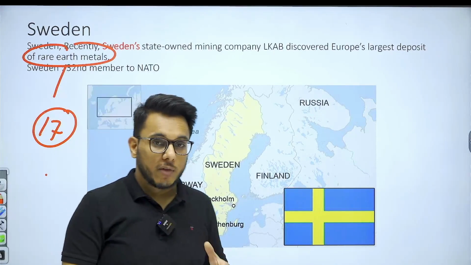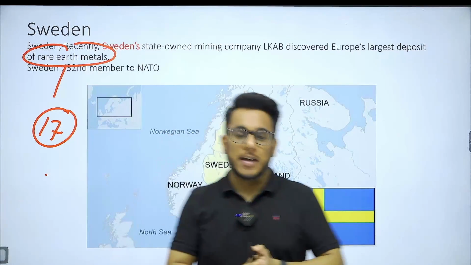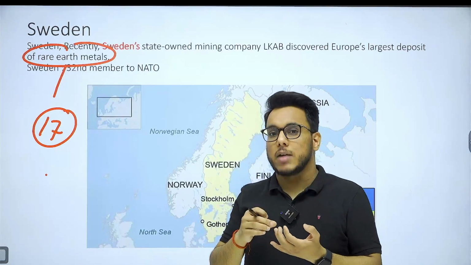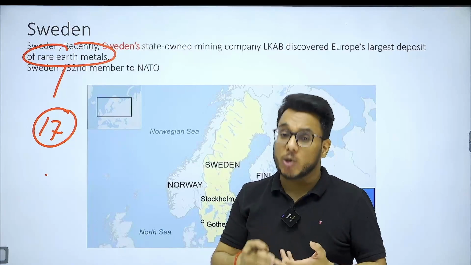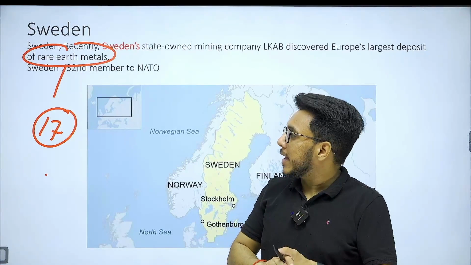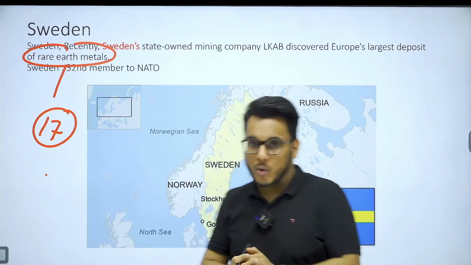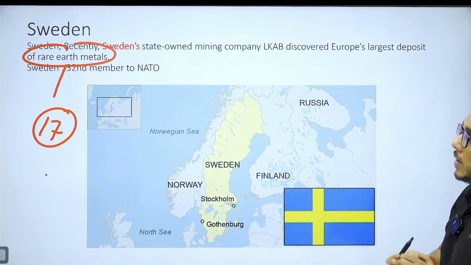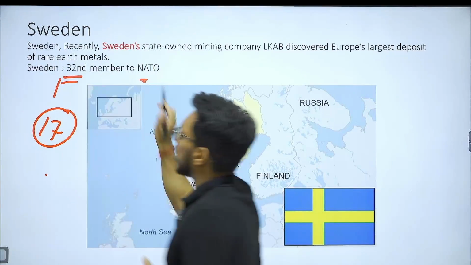By the way, they are not very rare, but their concentration in one rock is rare. These rare earth metals have applications in aerospace, renewable energies, and the electronics industry. So there are 17 metals which are called rare earth elements. The largest reserve of rare earth in Europe has been found by Sweden. Also, Sweden recently became the 32nd member of NATO.